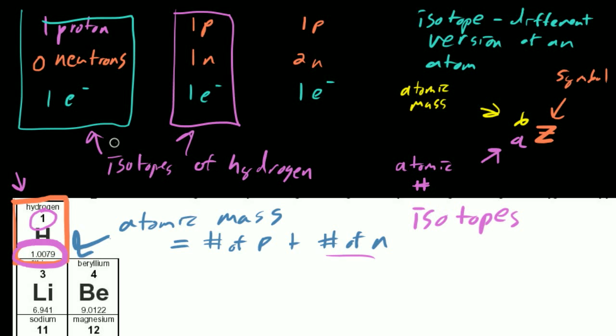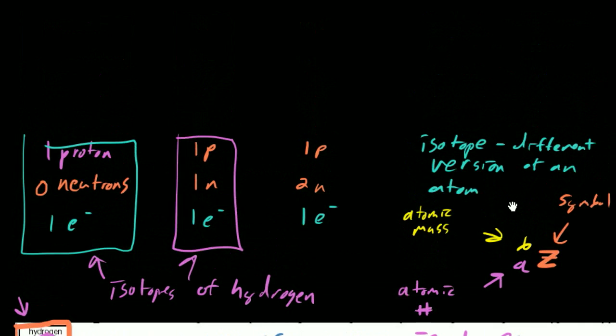So let's talk about the 3 different isotopes of hydrogen that I wrote down. They've all got 1 proton; one has 0 neutrons, one has 1 neutron, and one has 2 neutrons. So using this convention, how would we write those isotopes down?